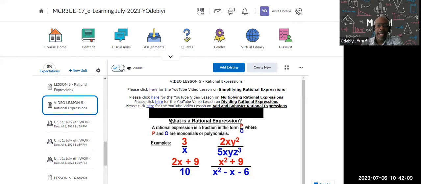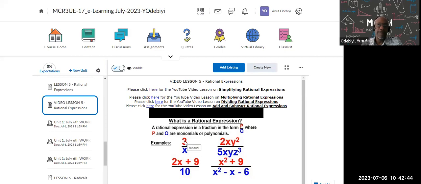So it says here, what is a rational expression? A rational expression is a fraction in the form of P over Q. So basically P is a function, Q could be a function. So 2 functions on top of each other, okay? It could be a polynomial or it could be a monomial. So this example here, 3 over x, is basically a monomial, because monomial means one term.